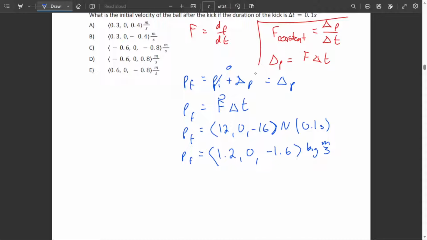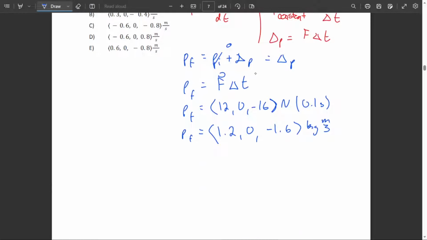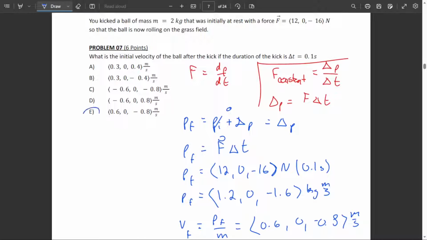Once we have the momentum, we can just divide everything by the ball's mass in order to get the speed. So the mass is 2. Final velocity is equal to the momentum over mass, which is going to be the momentum all divided by 2, or 0.60 minus 0.8 meters per second. So our answer is E.